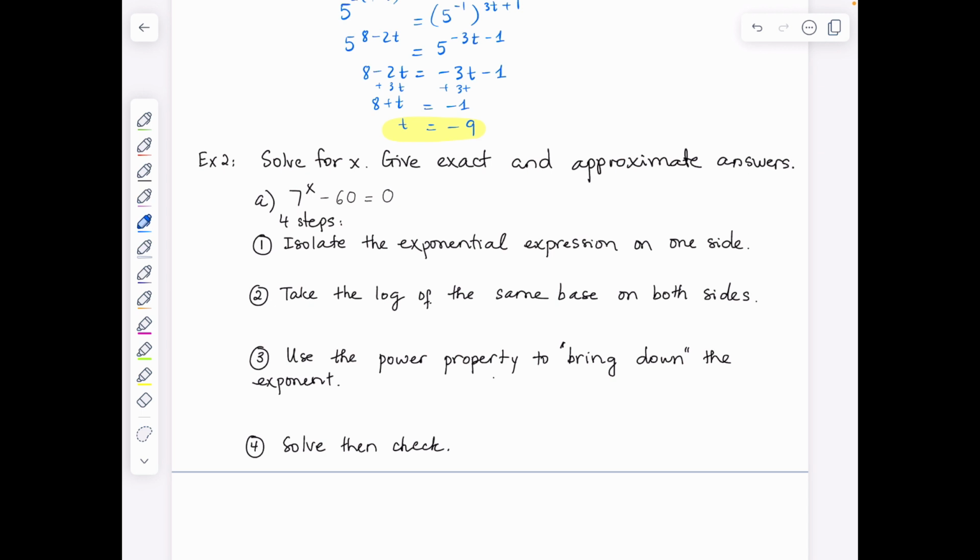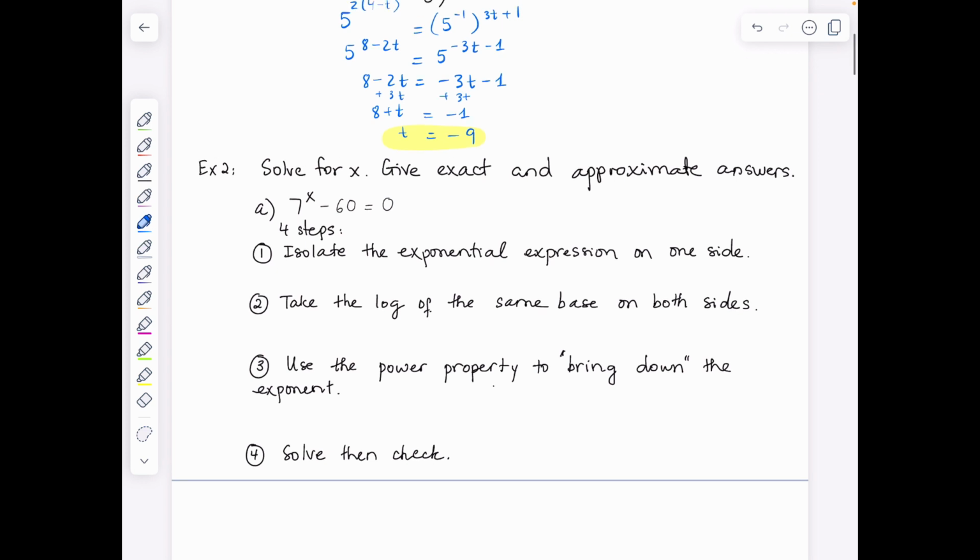We're going to follow 4 steps. Step 1, isolate the exponential expression on one side. So the exponential expression is 7 to the x. I want to isolate it to be by itself. So I'm going to add 60 to both sides to move the negative 60 over. So this is equal to 60.